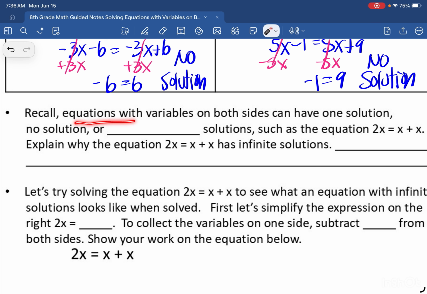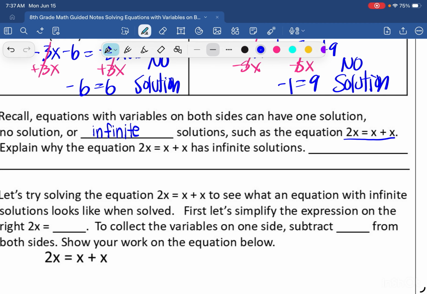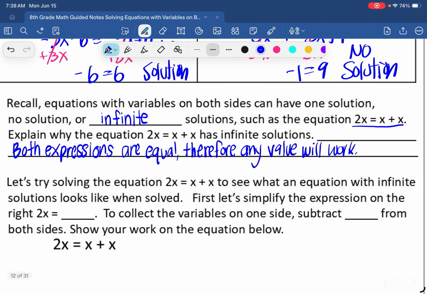Recall, equations with variables on both sides can have one solution, no solution, or infinite solutions, such as the equation 2x equals x plus x. Explain why the equation 2x equals x plus x has infinite solutions. Well, if I simplify this right here, that equals 2x. So it says 2x equals 2x. And that's the same expression on both sides. Therefore, it will have infinite solutions.